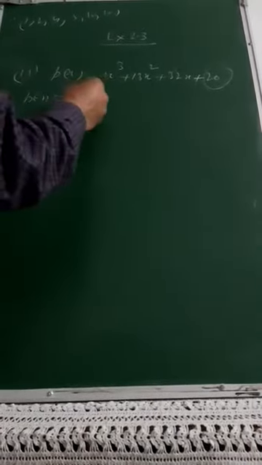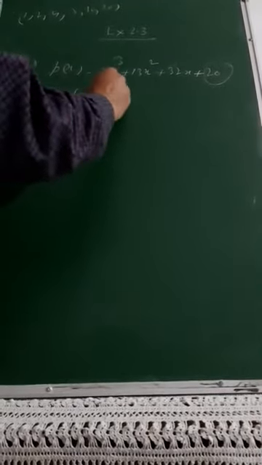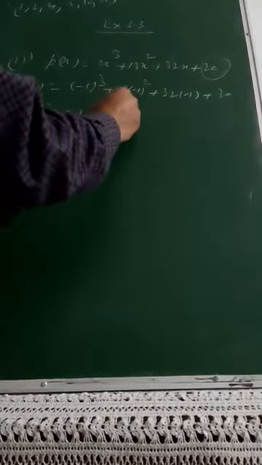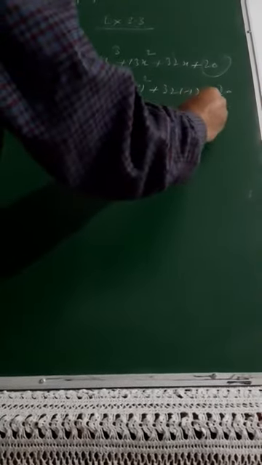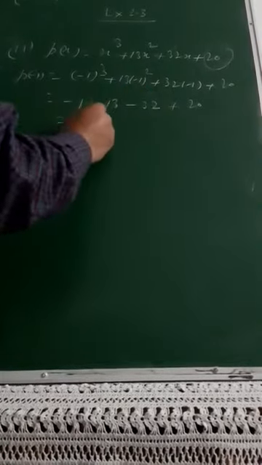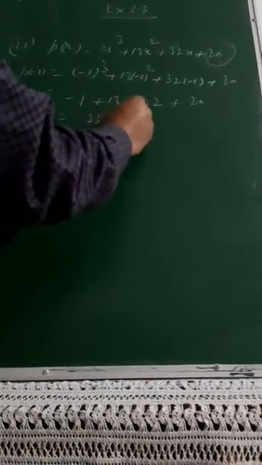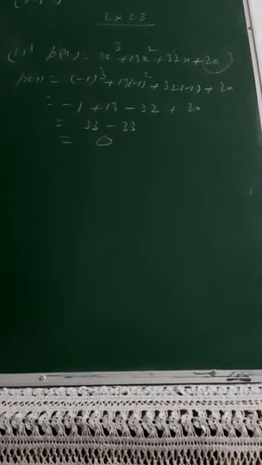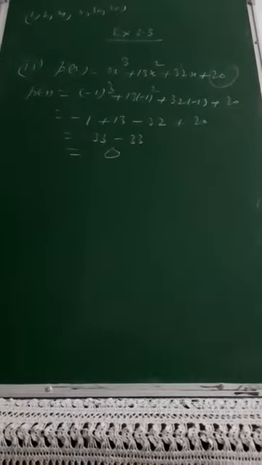Then you start with minus. Then it is minus 1 cube plus 13 into minus 1 square plus 32 into minus 1 and plus 20. What happens here? This is minus 1. This will remain plus 13. This is minus 32 and again this is plus 20. So you see 13 and 20 is plus 33, minus 1 and minus 32 is again minus 33. So my problem is solved here. That means minus 1 is the 0 of this polynomial.